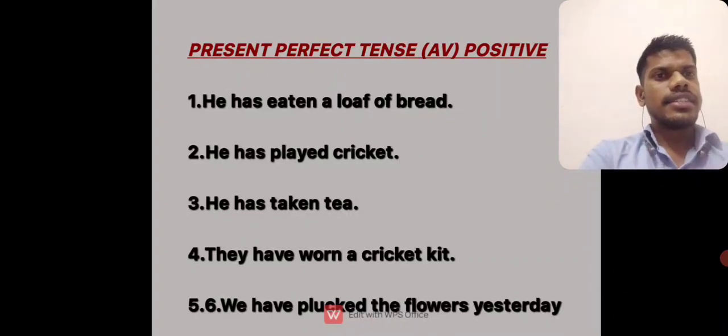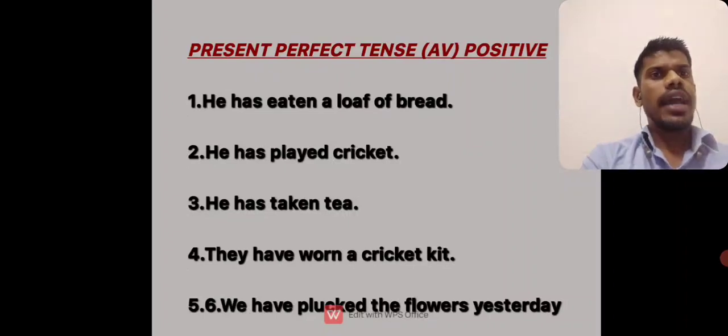See the structure here. Subject we have used, and next we have used a have form, that is have or has, according to the subject that we have used, plus third form, that is V3, then object. Why do we use has? Why can't we use have in the first sentence? As we all studied, if we find the third person subject singular, then we have to take has in present perfect tense.